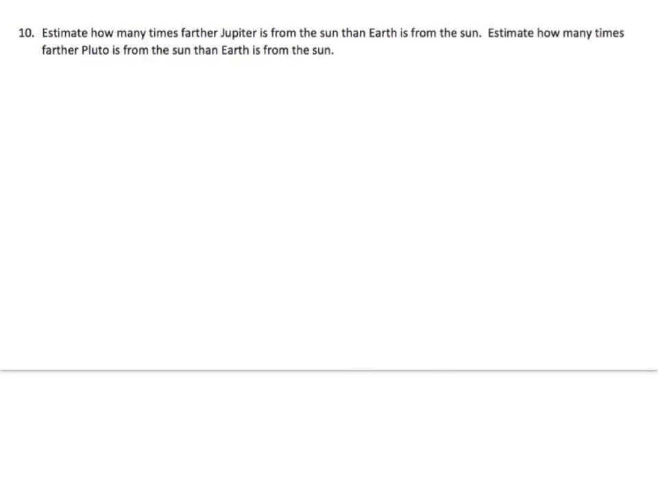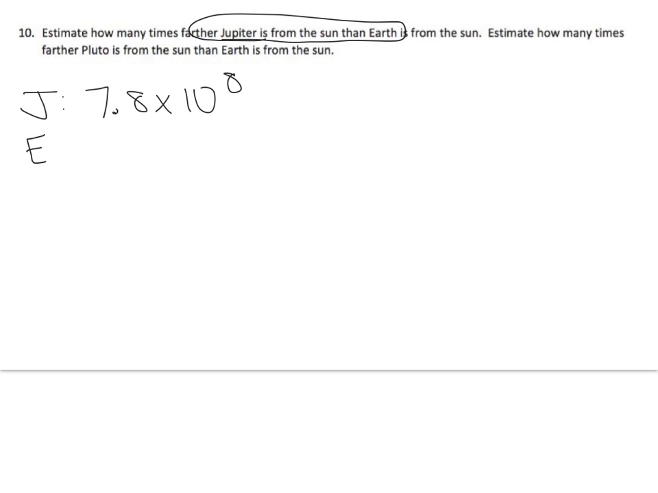Last problem, estimate how many times farther Jupiter is from the Sun than Earth is from the Sun. Estimate how many times farther Pluto is from the Sun than the Earth is from the Sun. So let's do Jupiter and the Earth first. Jupiter to the Sun was 7.8 times 10 to the 8th. And then the Earth to the Sun was 1.5 times 10 to the 8th.